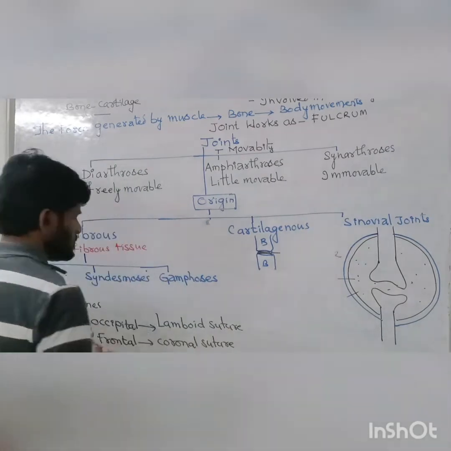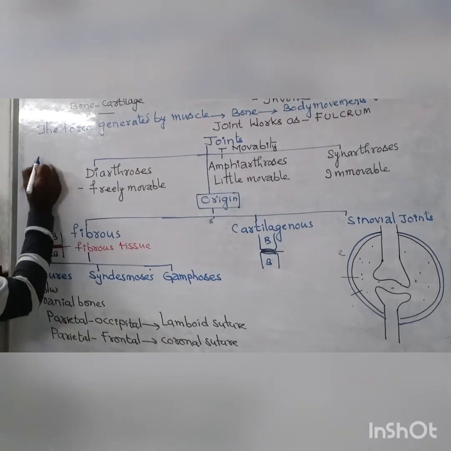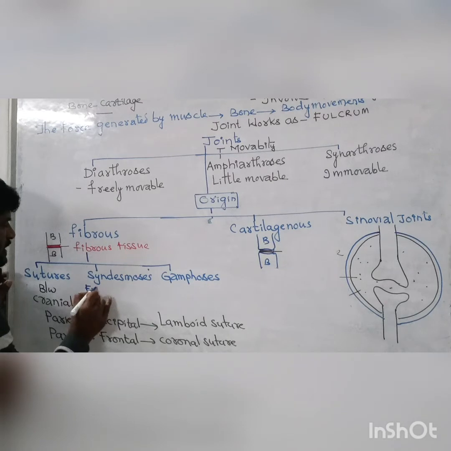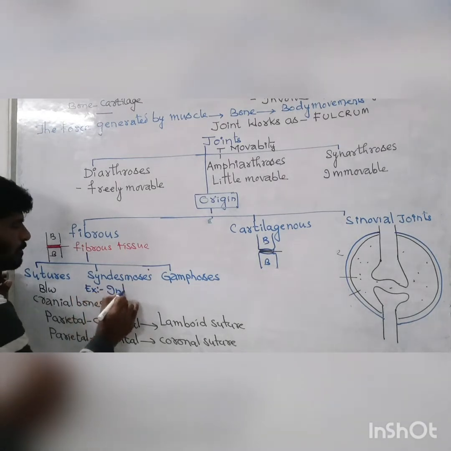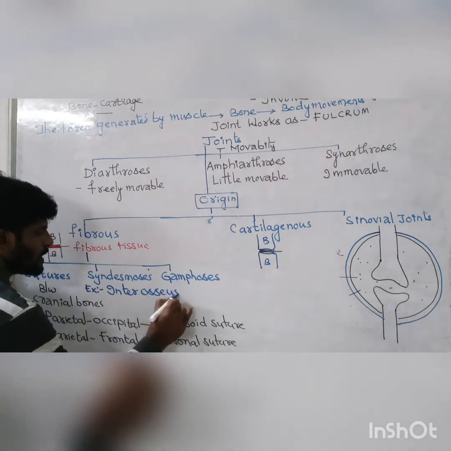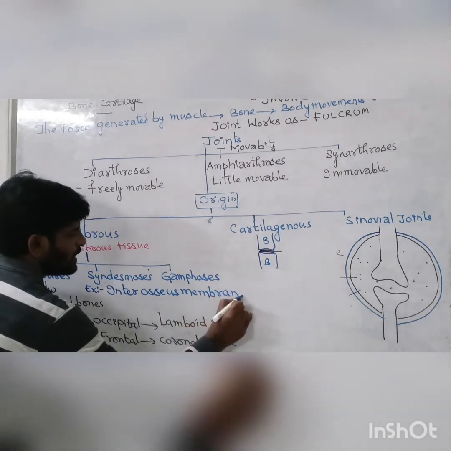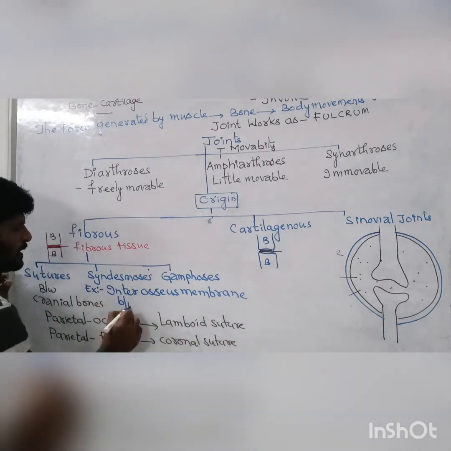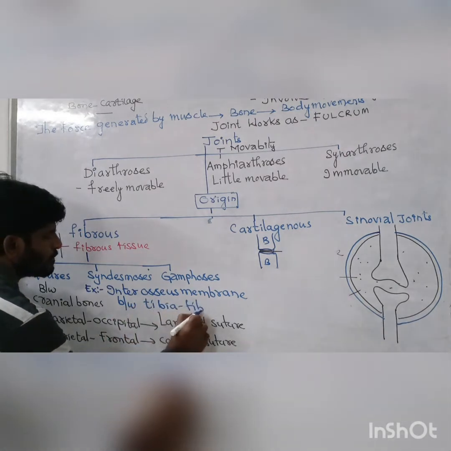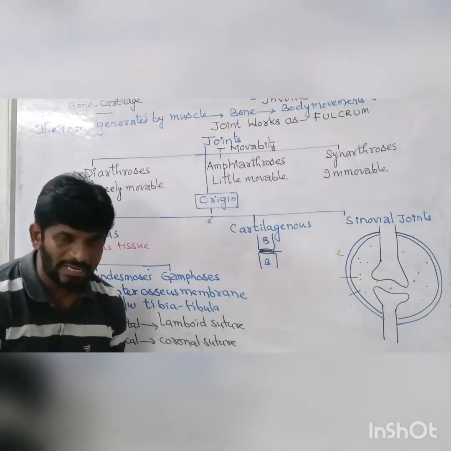And coming to the syndesmos, where you see a syndesmos. Syndesmos is seen in the interosseous membrane between the tibia and fibula. The example of the syndesmos is the interosseous membrane between tibia and fibula. The tibia and fibula are the two bones in the shank, the middle leg.